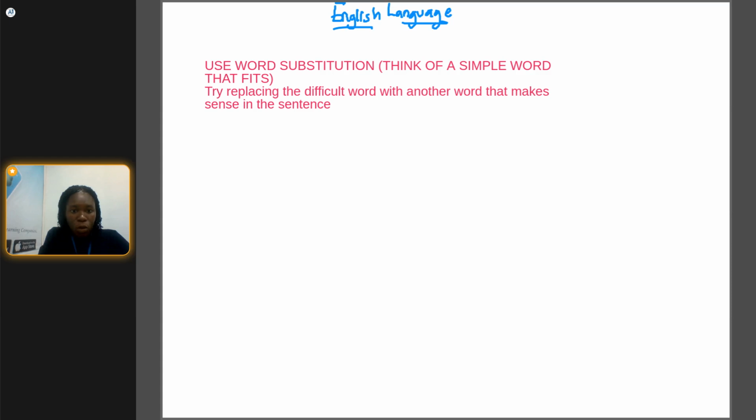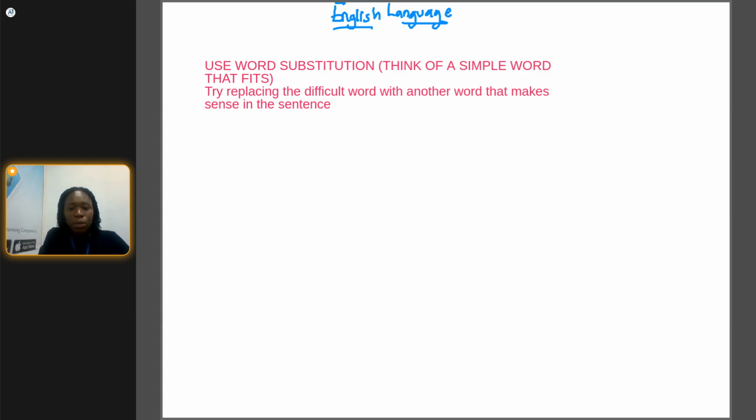All right, so we're going to be looking at how to choose the right substitution word. Again, this is under using word substitution. So this is you thinking of a simple word that could actually fit into that word that you want to substitute.